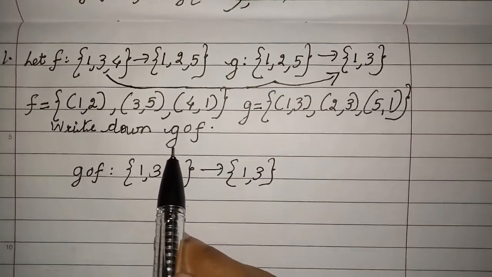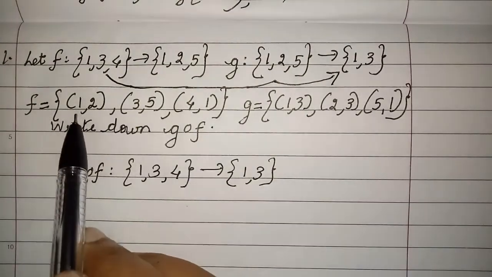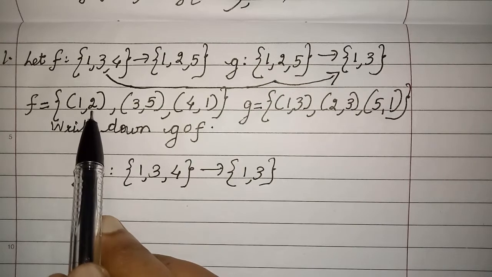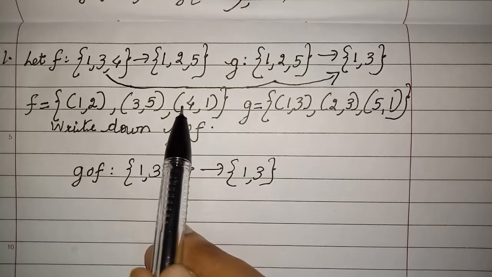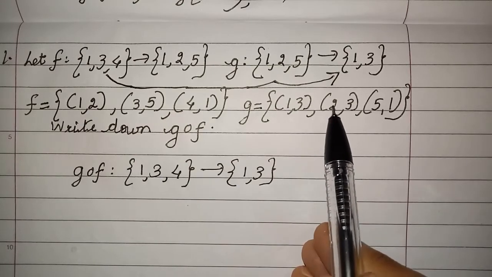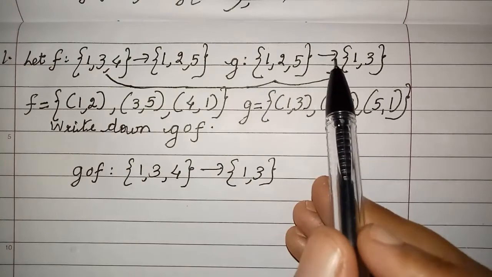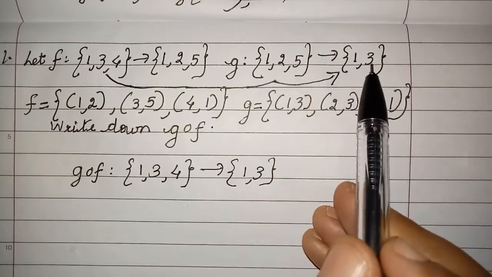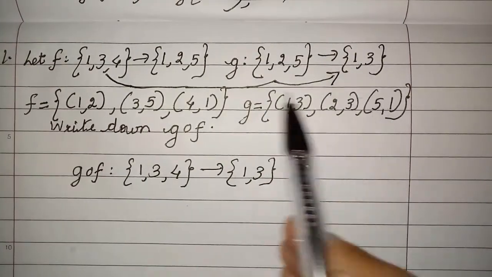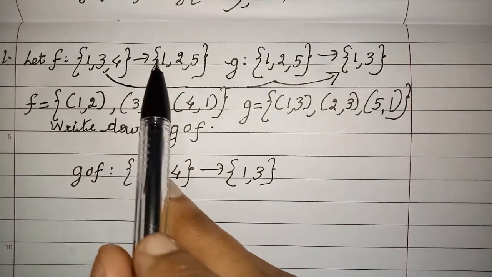Now the second part is, children, how to read this. You already know this. This is a set of ordered pairs. So that means f of 1 is 2, f of 3 is 5, f of 4 is 1. Similarly, g of 1 is defined as 3, g of 2 is defined as 3, and g of 5 is defined as 1. That means here 1 is going to 3, 2 is going to 3, 5 is going to 1. Similarly, here 1 is going to 2, 3 is going to 5, and 4 is going to 1.